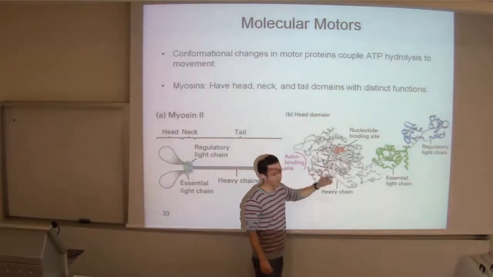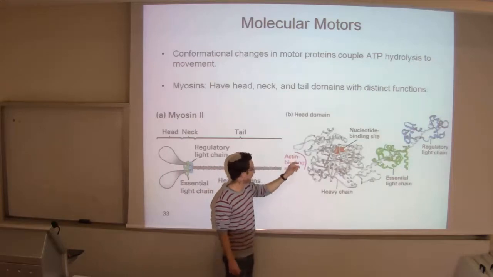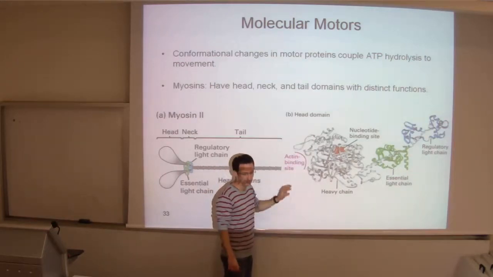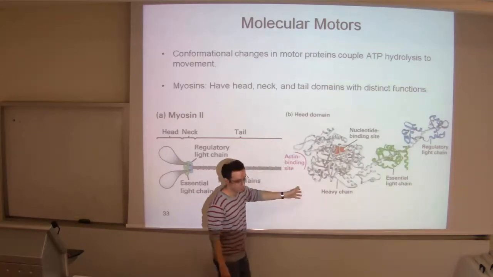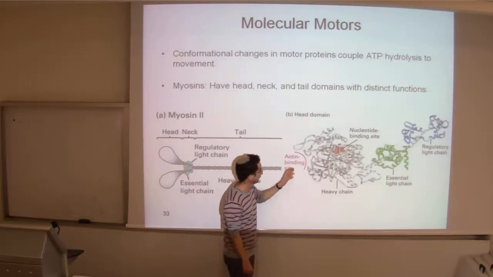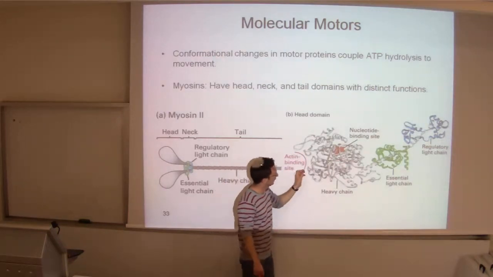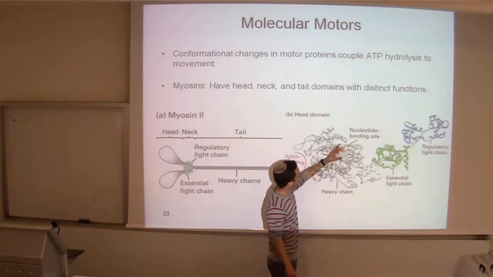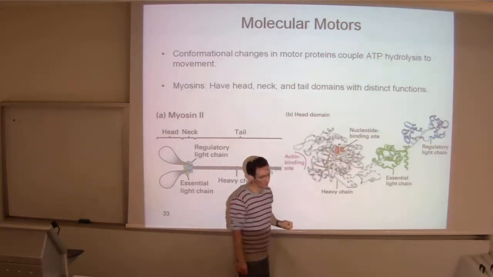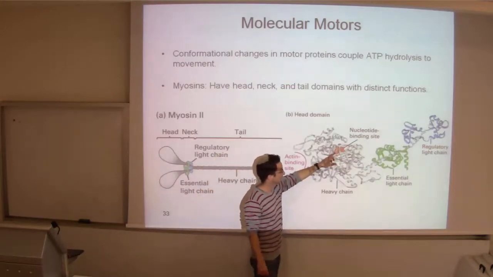In their head domain, you would find two important sites. The first one is the actin binding site. Actin is another protein that serves as the scaffold on which movement will be achieved. So this is where the interaction with this protein takes place. Another important site in the head domain is the nucleotide binding site, usually for ATP. So this is right here.